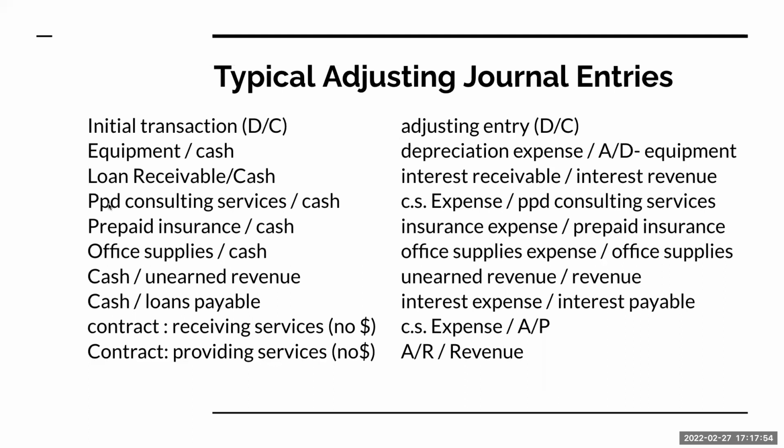If I've prepaid for consulting services, meaning I've given somebody money and they're going to perform services for me in the future, crediting cash, I'm going to debit consulting services expense, crediting prepaid consulting services to show the use of those services. This one over here is also a prepaid item, but I'm including it here because you'll see prepaid insurance many times in accounting textbooks and exams, or just in the material. Here, we're going to be debiting prepaid insurance, crediting cash.